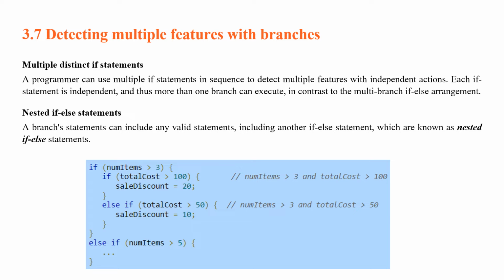Detecting multiple branches. Let's look at nested if else statements first. A nested if else is an if statement inside an if statement. So this particular if is inside an if, and if it is an if else, the whole if else is inside an if else. This is how it works.